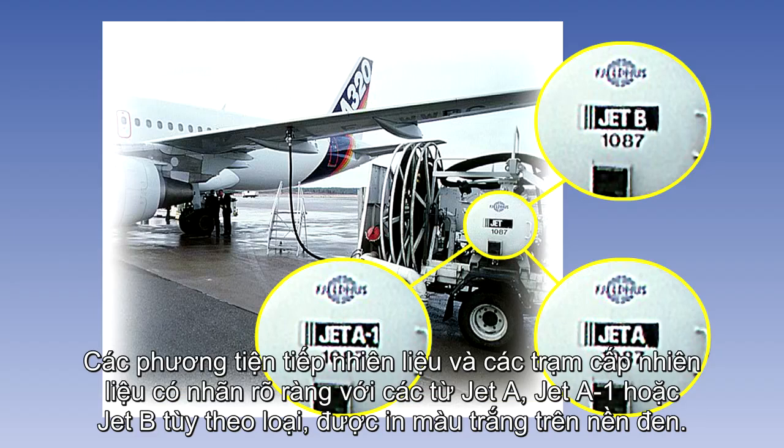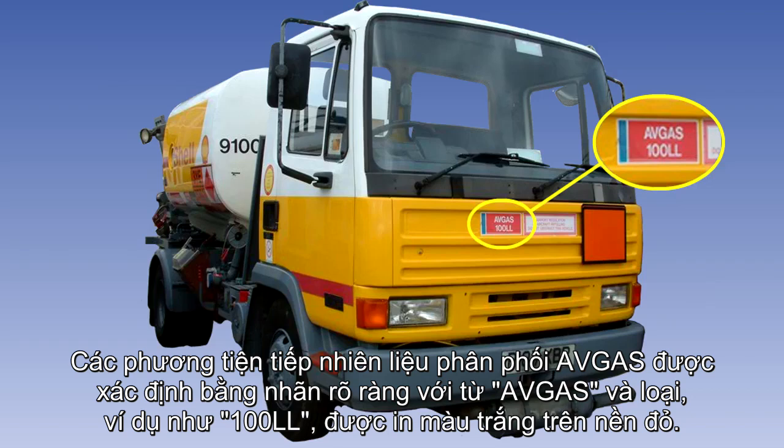Refueling vehicles and hydrants dispensing AVTUR are identified by prominently placed labels with the words Jet A, Jet A1, or Jet B, depending on the grade, printed in white on a black background. Fueling vehicles dispensing avgas are identified by prominently placed labels with the word avgas and the grade, for instance 100 LL, printed in white on a red background.